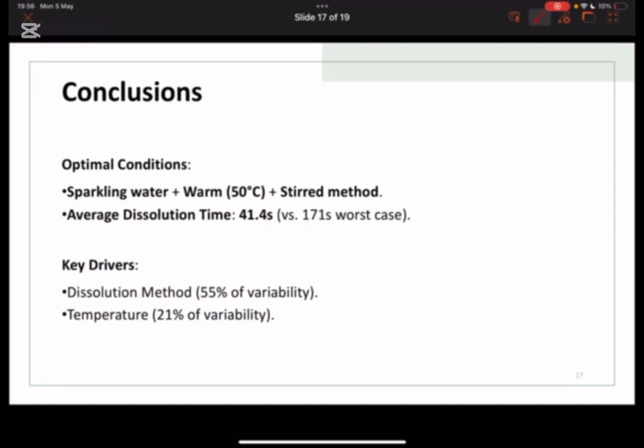For the conclusion, the analysis of the interaction plots and the ANOVA table clearly demonstrates that the dissolution method is the most influential factor affecting the dissolution time of vitamin C tablets. It has the most substantial statistical impact, with stirring significantly reducing dissolution time, while the other factors like water temperature and water type also have effects, but they are less pronounced. Based on the results, it's recommended that vitamin C be dissolved in stirred, warm, and sparkling water.